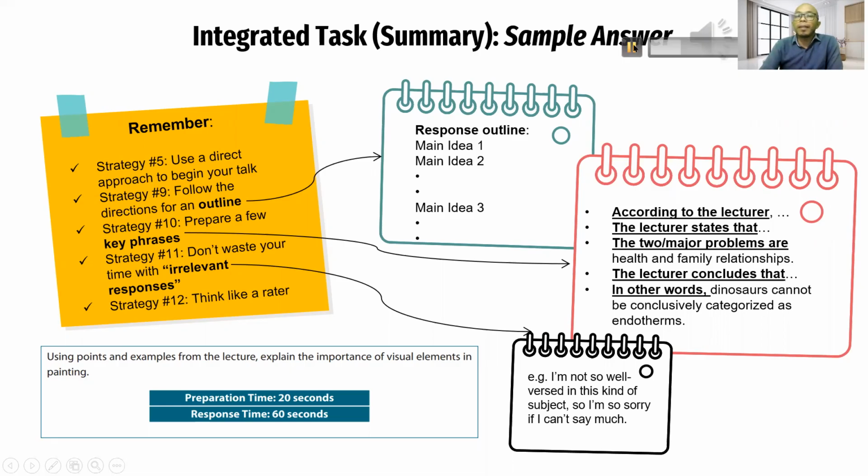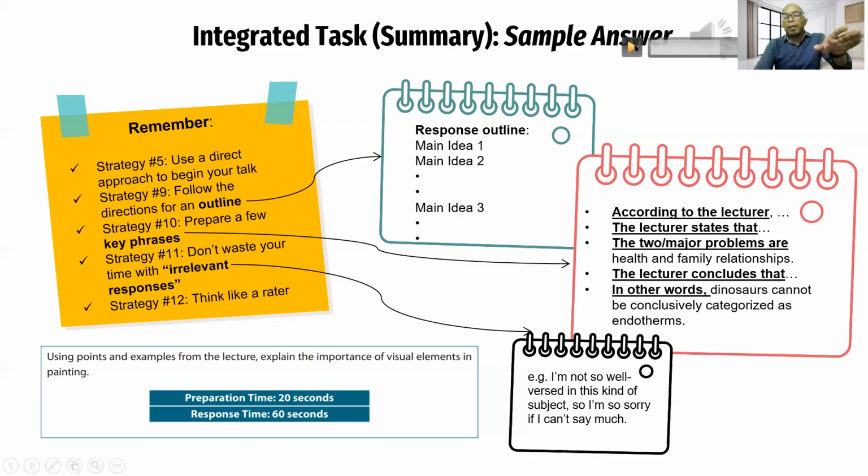The lecturer states that a painter's choice of colors in their artwork can evoke different emotions from the viewers. Red, for example, can evoke anger, and blue, in contrast, tends to evoke calmer feelings. The same principle applies with the second visual element, which is textures.